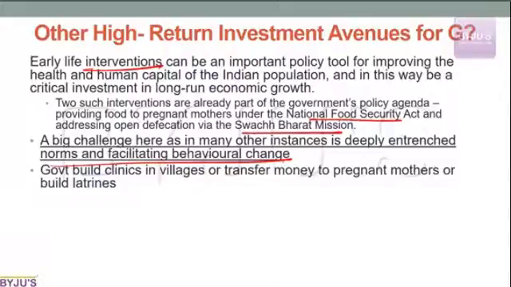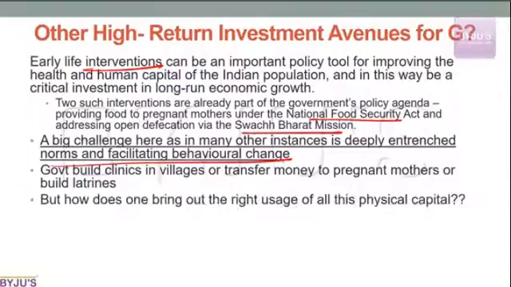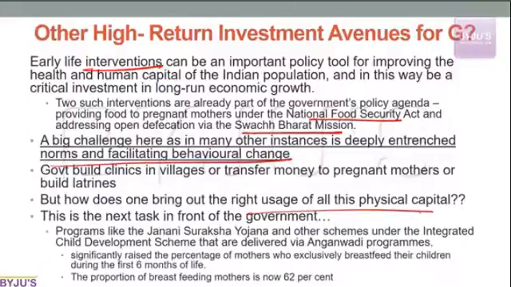So government can build clinics, transfer money to pregnant mothers, build latrines, all these things government can do. But how does one ask people to go to the clinic? How will you force the pregnant mothers or the family to actually use the money in the right manner? How will you get the people to go to the latrine and not in the open spaces? How do you make the right usage of physical capital is a big question.